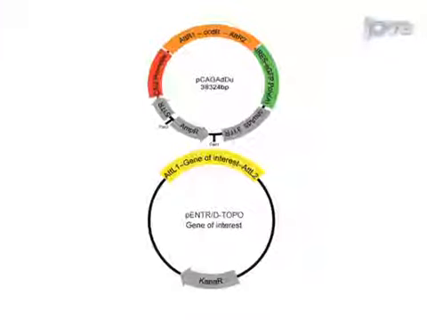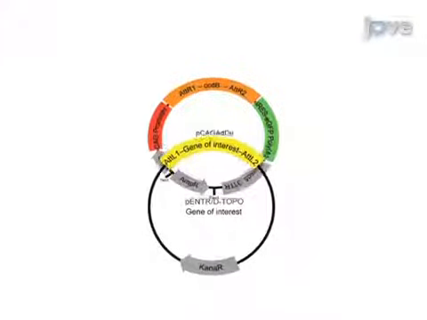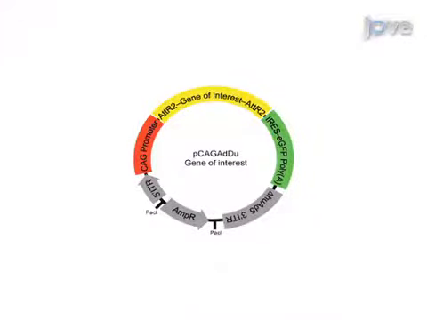The gene of interest is then transferred by LR recombination into the pAdCMV destination vector. It contains the adenoviral genes and an internal ribosomal entry site, or IRES, followed by the open reading frame of GFP to create an adenoviral expression vector with an infection marker.